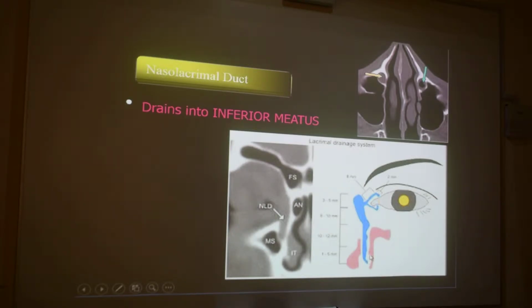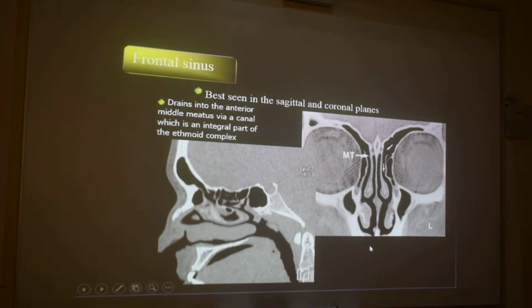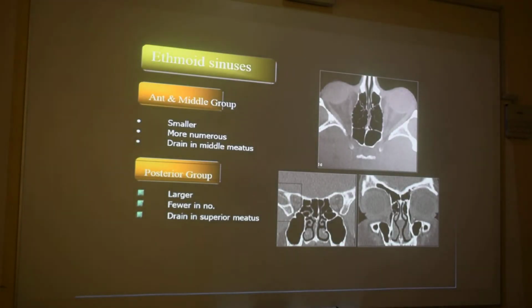What are the remaining structures now? Sphenoid, yes. Sphenoid drains into the sphenoethmoidal recess. Okay, and what about the posterior ethmoid? Superior. Excellent. So you know your anatomy. You don't know. So read this. Okay, I'll revise it for you. Don't worry. You don't know, I'll tell you again.